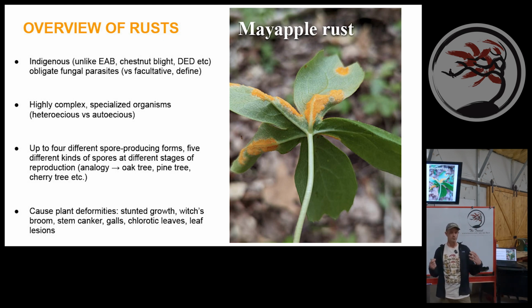Rusts are really, really complicated fungal organisms. We've covered the terms multiple times, monoecious and dioecious, referring to one or two houses. With rust, we have the terms autoecious and heteroecious. Most rusts are heteroecious, meaning their life cycle requires more than one host to complete. And we're not talking about more than one individual. We're talking about more than one host from different families of plants.